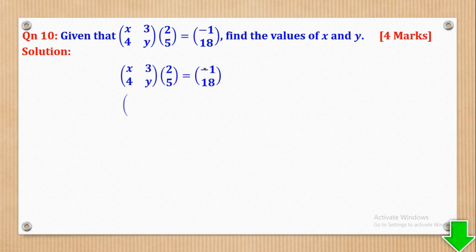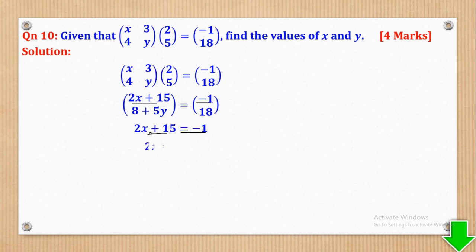So first we shall rewrite the given matrix, then we multiply. So this with this gives me, x by 2 gives me 2x, then plus 3 by 5 to give me 15. Then second row with this column, 4 by 2 gives me 8, and y by 5 gives me 5y. So next we have to equate the two. When I equate this with this, I'll come up with this, and when I make 2x the subject, this will go this side to come up with negative 16. Divide by 2 on both sides, I'll come up with x equal to negative 8.